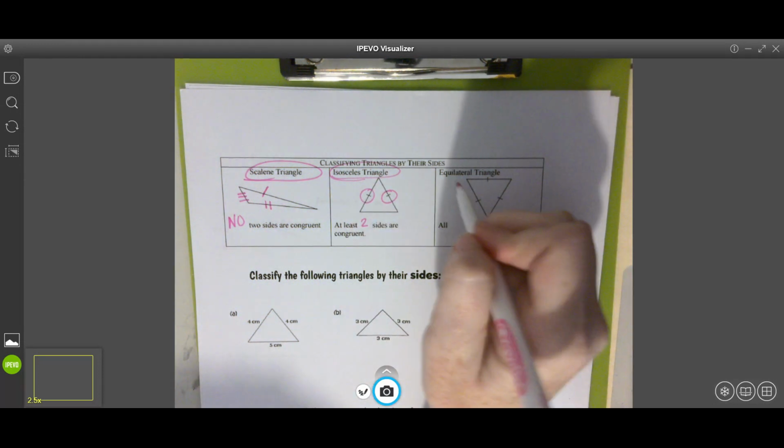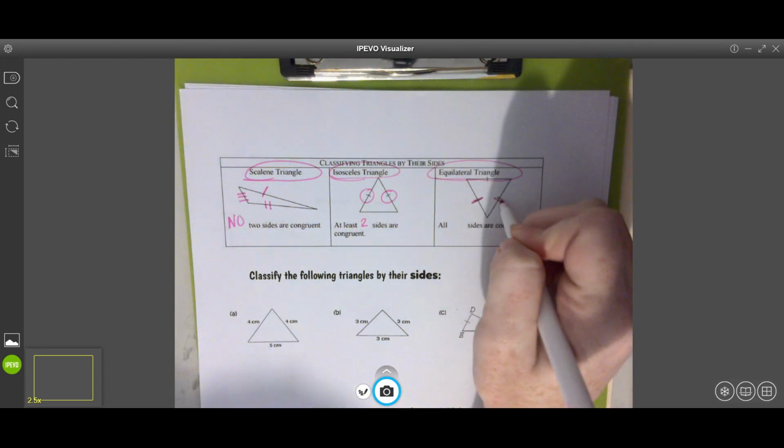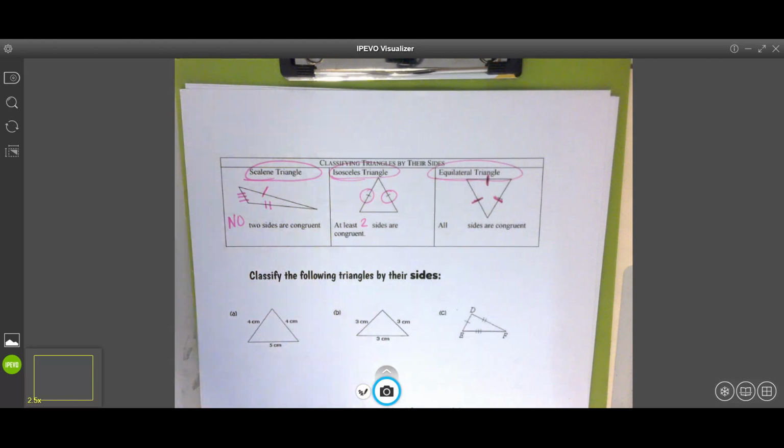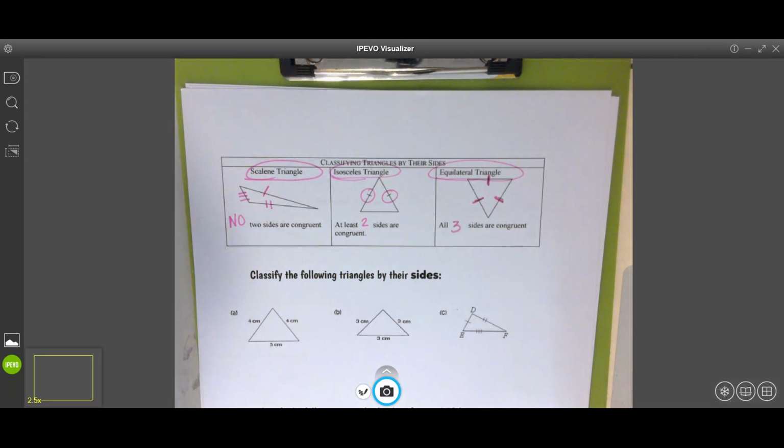Then our last one is our equilateral triangle. Here you see that has 3 tick marks. I'm just making them darker so you can see them. It means that all the sides are congruent, all 3 sides. So when we have an equilateral triangle, every side will be the same value, or it will have the same number of tick marks all the way around.